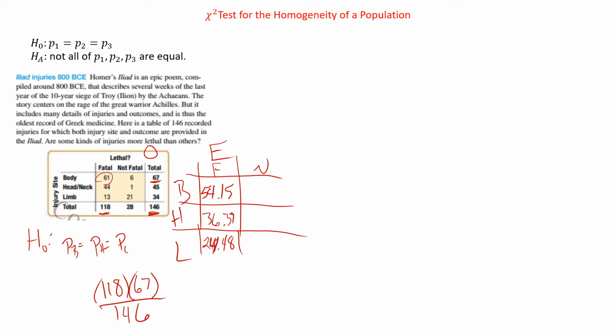If we go over to non-fatal, the top one is going to be 28 times 67 divided by 146, which is 12.85-ish. The one below, 8.63. And the one below that is 6.52.